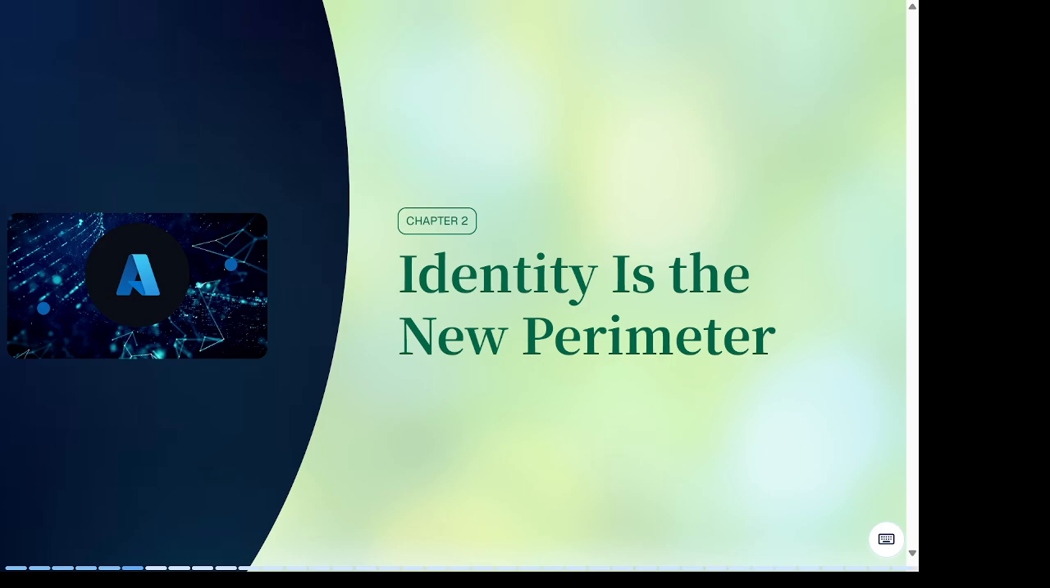Identity is the new security perimeter. In modern Azure environments, identity has replaced the network as the primary security boundary. Instead of asking, are you inside the network? We now ask, who are you? And can we trust your identity? Every access request is verified no matter where it comes from.